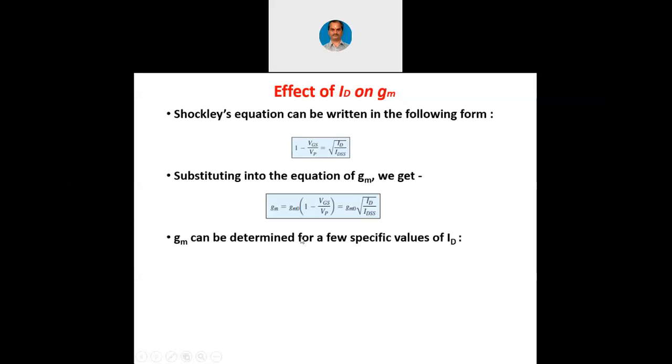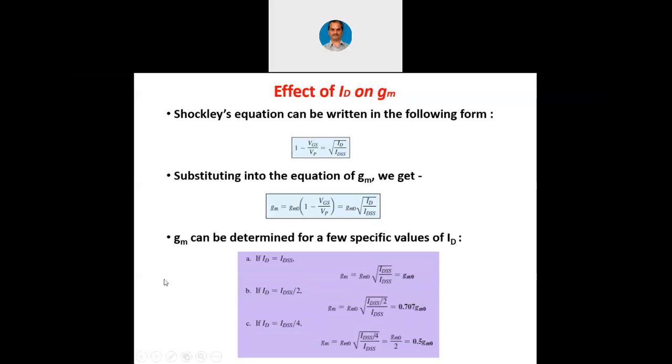GM can be determined for a specific value of ID, a few specific values of ID. That means if we know ID, we will be knowing GM0, we will be knowing IDSS, we can compute GM and we can have a plot of ID versus GM. If ID equals IDSS, then GM is GM0 itself, because square root of IDSS by IDSS is 1.